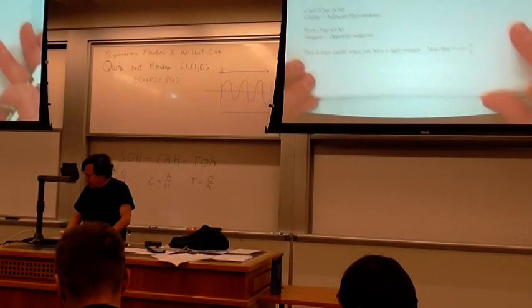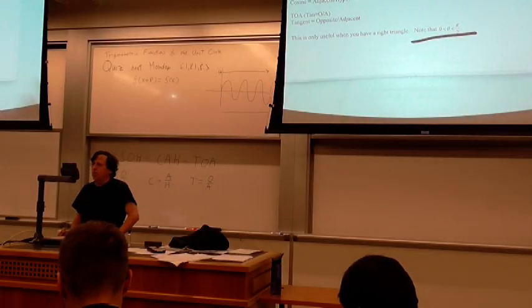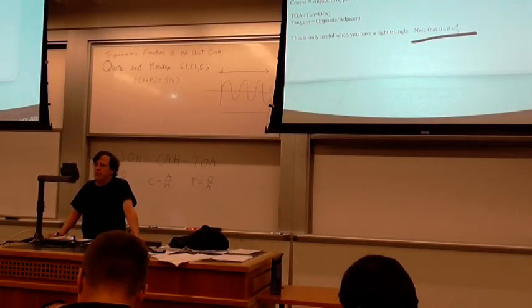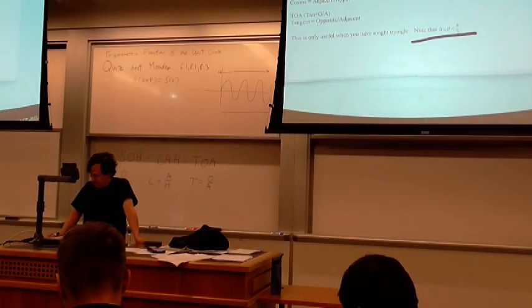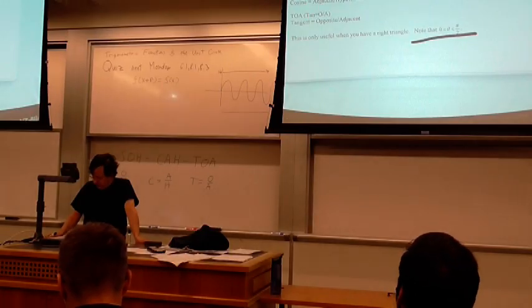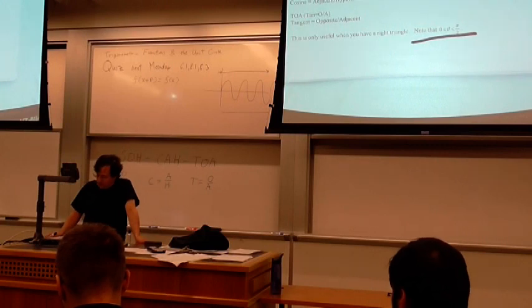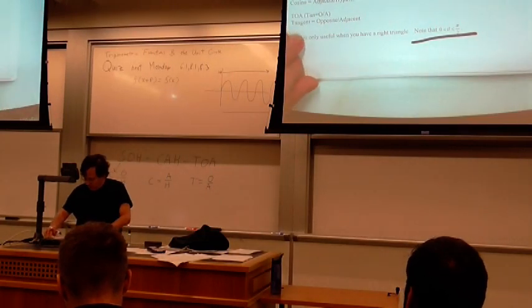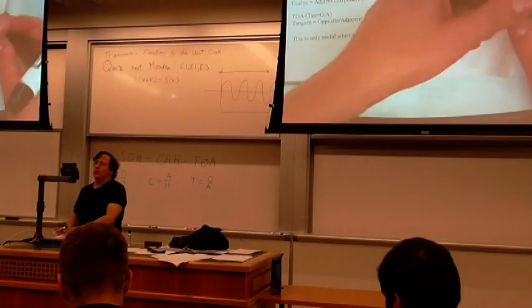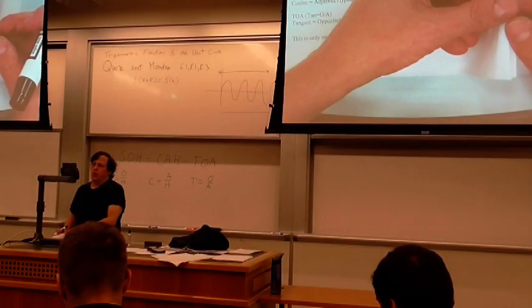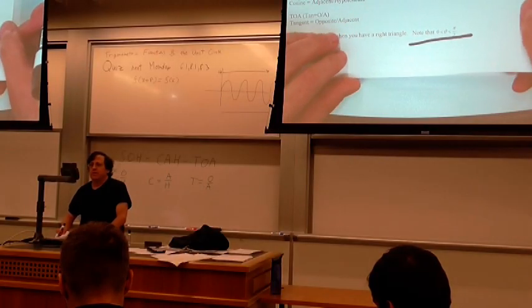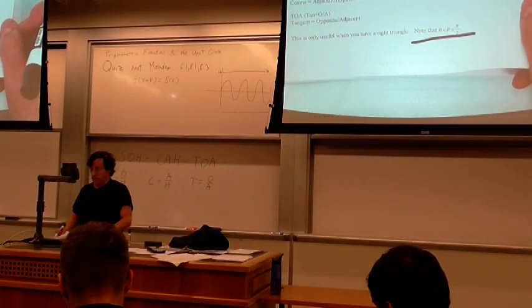Now, I want you to note this only works for angles between 0 and 90 degrees, or pi over 2. If you have 0 degrees, it's not a triangle. If you have 90 degrees, you don't have a triangle either, right? So we want to extend this. We want to extend these functions so that their domain is any value, any theta you can come up with.